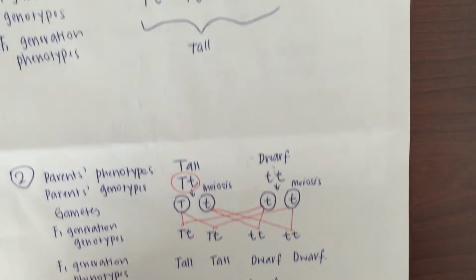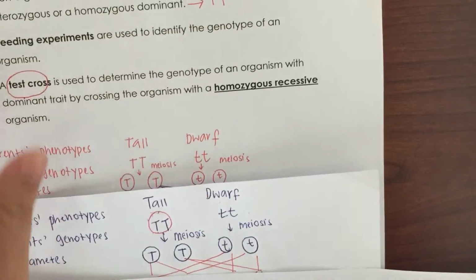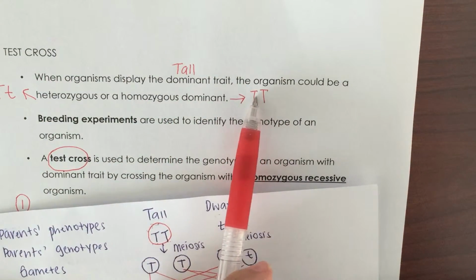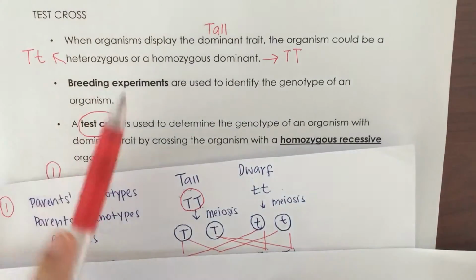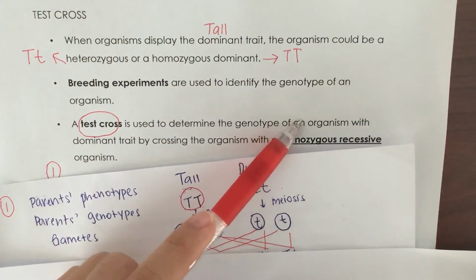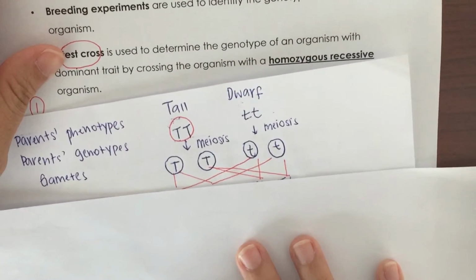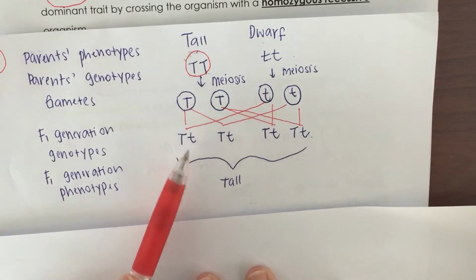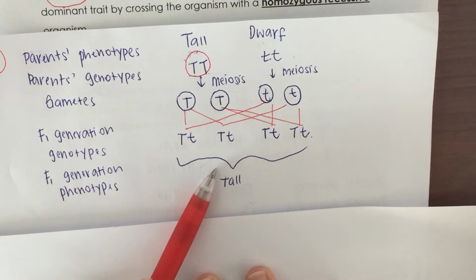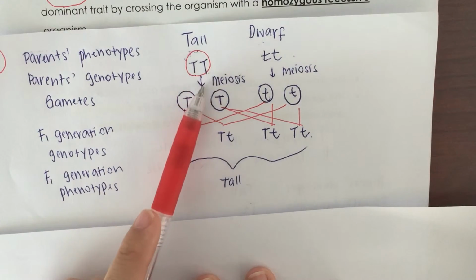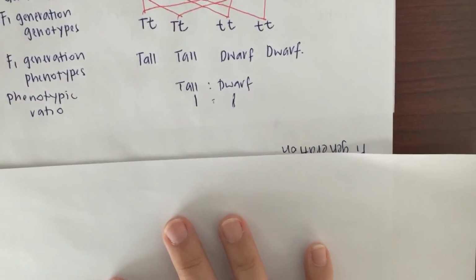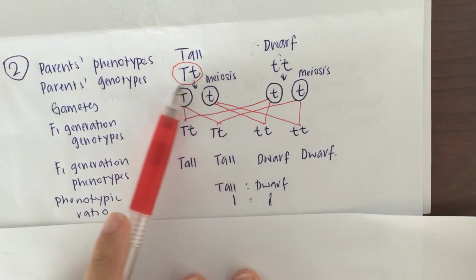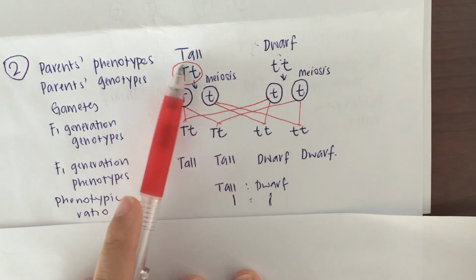Okay, so just a quick summary. If you want to find out what is the genotype for a dominant trait, because it could be either this or this, you can actually perform a test cross. You cross it with a homozygous recessive organism. So if all your offspring show the dominant trait, that means this genotype has to be homozygous dominant. If you get a ratio of 1:1, that means to say the genotype for this organism is heterozygous.